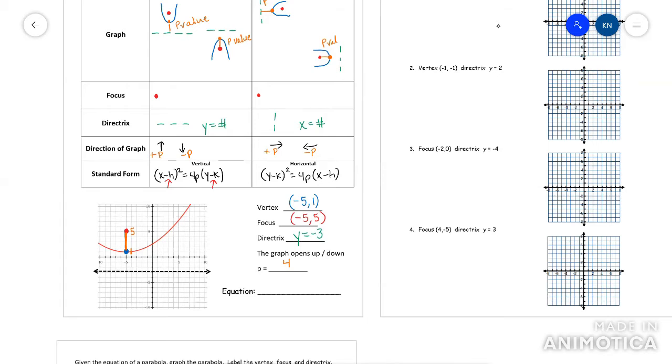So now I could write this equation in standard form by going like this. It's a vertical parabola, so it's going to start out (x - h)². My vertex, the h right here, is -5, so I write the opposite of that, +5, equals 4 times the p-value. 4 times 4 is 16. And then (y - k), K is 1. Remember, this one lies as well, so you write -1. This would be the equation in standard form.